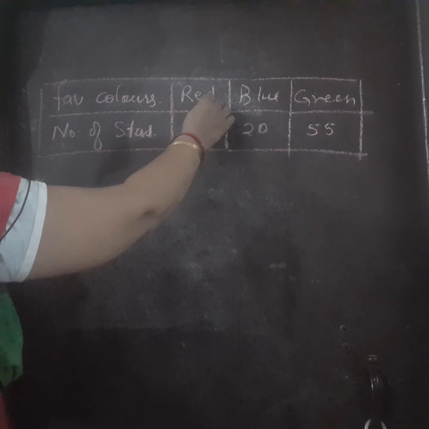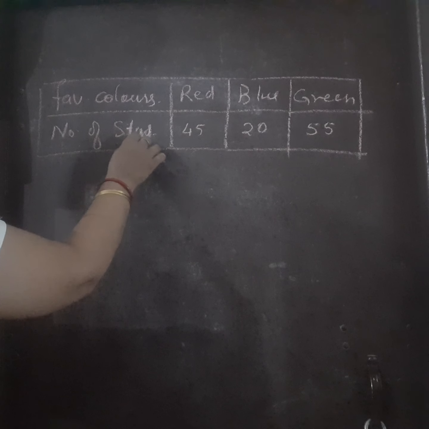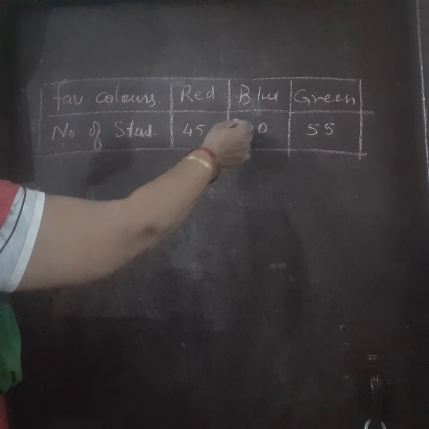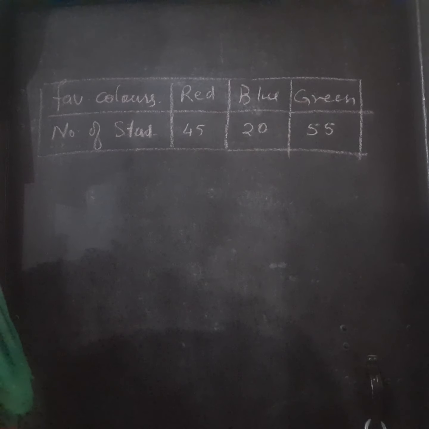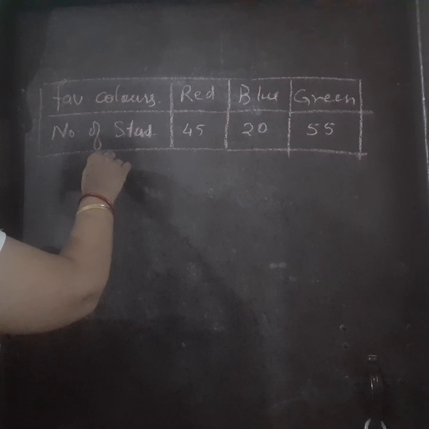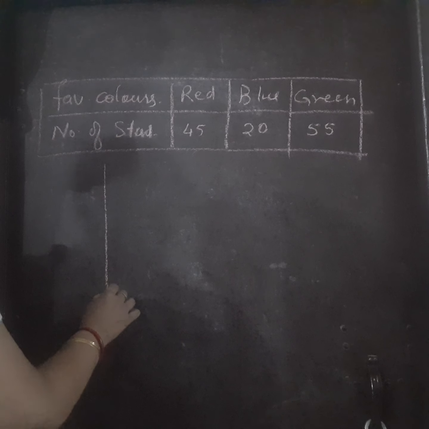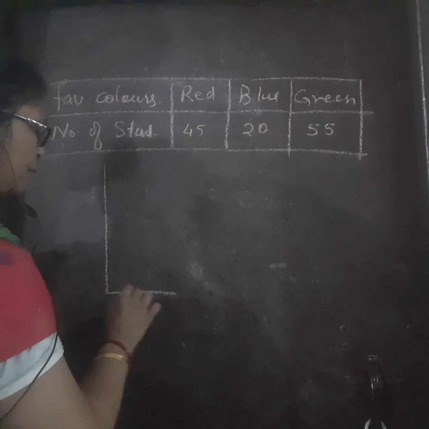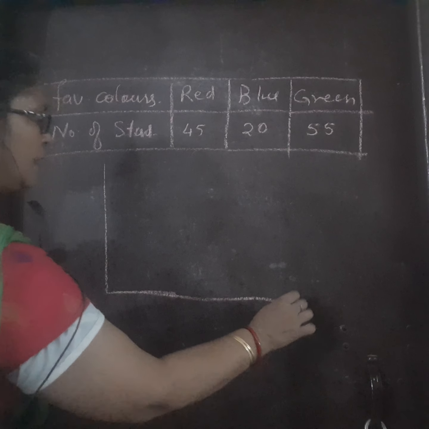Okay children, this is the information or data that we are having. Favorite colors are red, blue, green, and number of students who like red color, blue color and green color. That is given. It is the collected data. Now how we can make bar graph? How can we represent it on bar graph? Just see, I am doing it for you, showing you here.